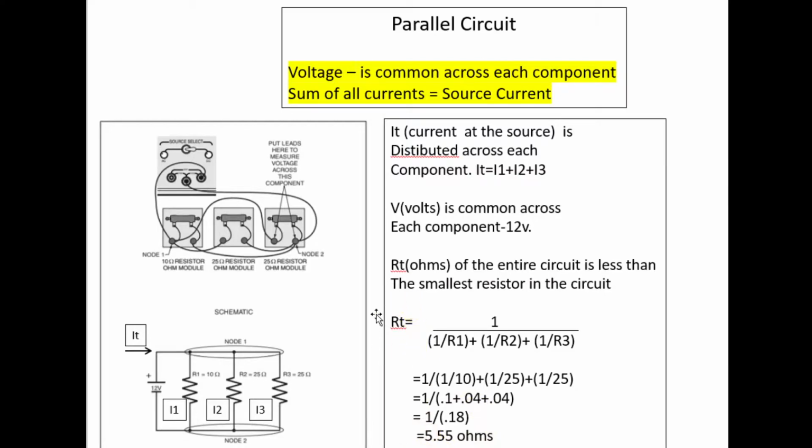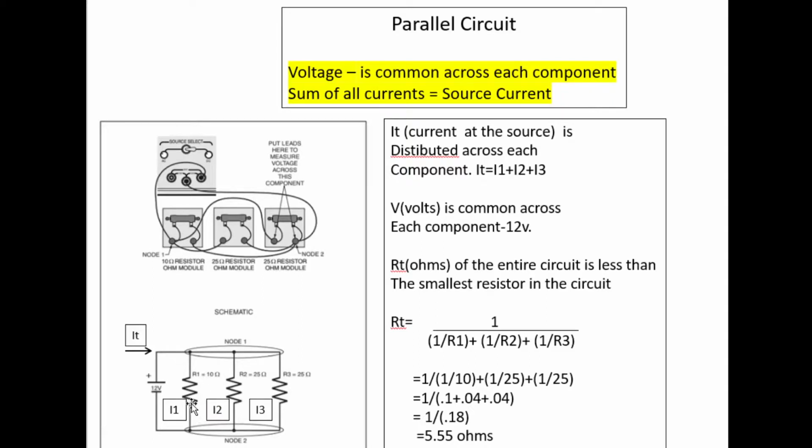Now once you have this total resistance, I total is going to be equal to the voltage, 12, divided by 5.5. We're going to end up with the same number, the 2.16 amps that we got previously. So that's two different ways of determining what the current is. We did it individually and then we summed them up to get the total. That's probably the easiest way.